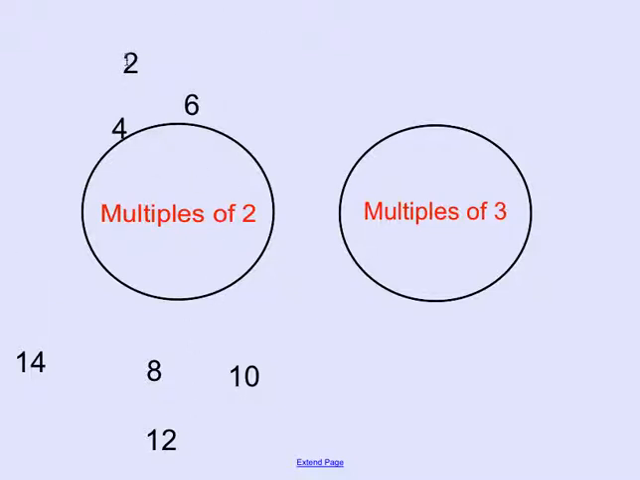1 times 2 is 2. 2 times 2 is 4. 2 times 3 is 6, on and on and on.